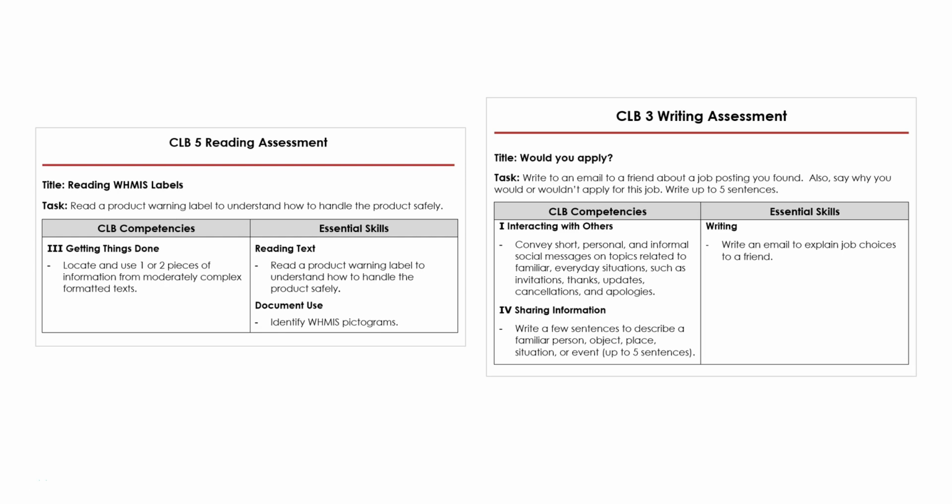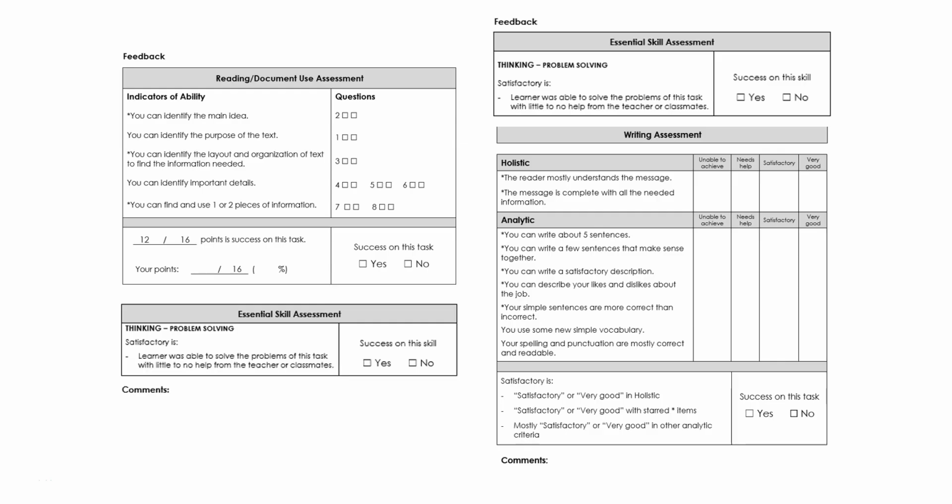At the top of the feedback section, the title and task are repeated, followed by the CLB competency area and competency statement covered in the assessment, as well as the essential skills for the task. Next are the assessment tools for the task. For each task, there is a PBLA assessment tool and, depending on the nature of the task, 1 to 3 essential skills assessment boxes.